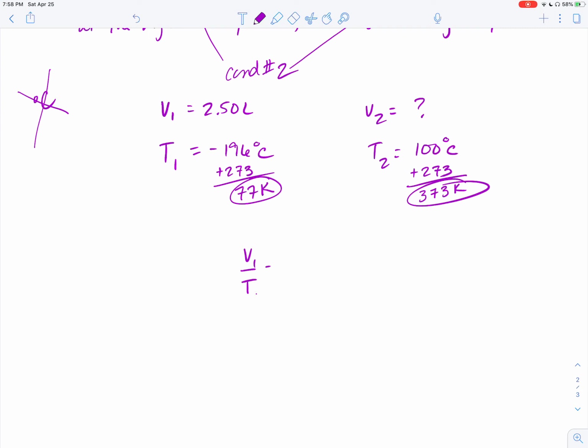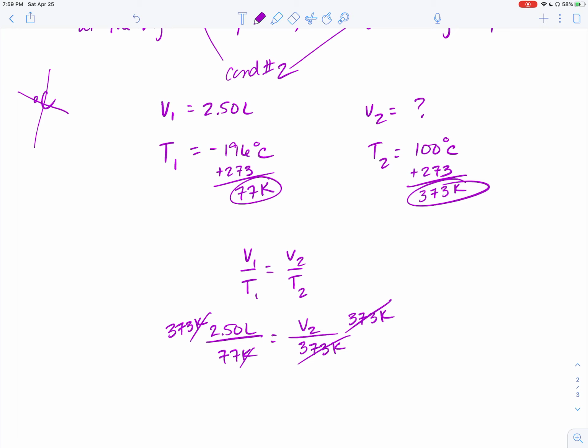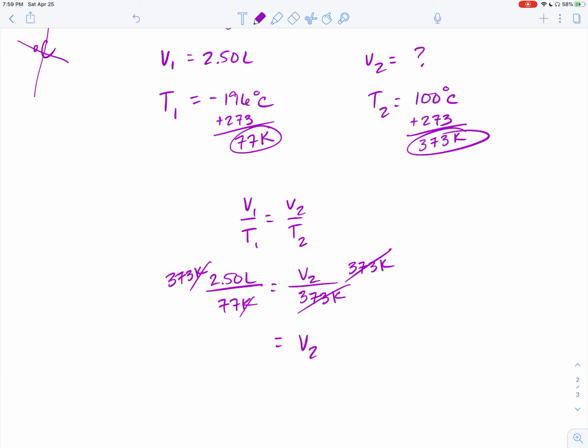So now let's plug these values into our equation. V1 over T1 equals V2 over T2. And so we have 2.50 liters over 77 Kelvin equals V2, our unknown variable, over 373 Kelvin. We're going to solve for V2 by multiplying both sides by 373 Kelvin. That will cancel out the Kelvin on the right, and we just plug all of our values into our calculator. I get something along the lines of 12 something liters, but we're going to make sure that's 2 sig figs because of the 77, so it's 12 liters as our value.